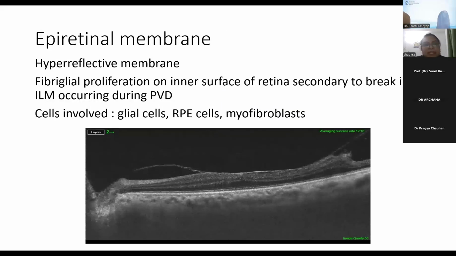Next, coming to the next thing which comes in the vitreomacular interface is the epiretinal membrane. This is a hyperreflective membrane which is present over the surface of the retina. How does it occur? It is a fibroglial proliferation, and this occurs secondary to a break in the ILM which occurs during PVD. So there are micro breaks through which glial cells and RPE cells migrate, and then they proliferate on the surface of the retina, causing this membrane to form.